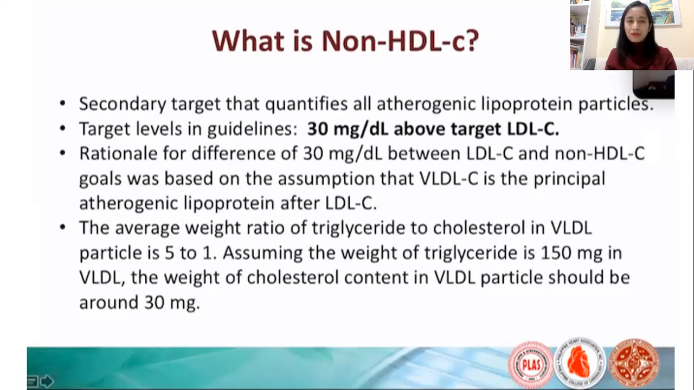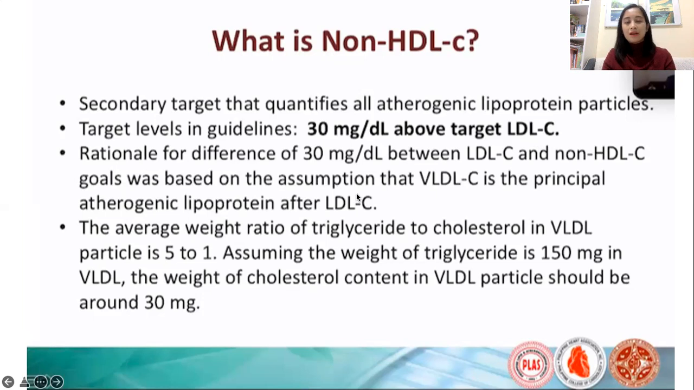So remember earlier I talked to you about your non-HDL. So how do we compute again? So total cholesterol minus HDL. That's your non-HDL. So that's your LDL plus your VLDL. So this is a secondary target that quantifies all atherogenic lipoprotein particles that includes your VLDL. And the target level in the guidelines is 30 milligrams per deciliter above the target of LDL cholesterol. So for example, your LDL target is 70, your target non-HDL is 100. So make sure you compute for that. You target both, okay? So this is the rationale for the difference of 30 milligrams. So you just read up on that.